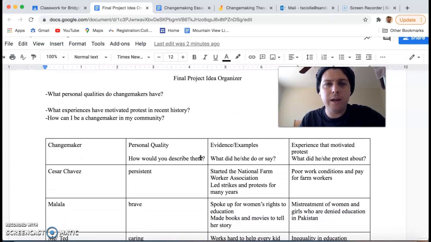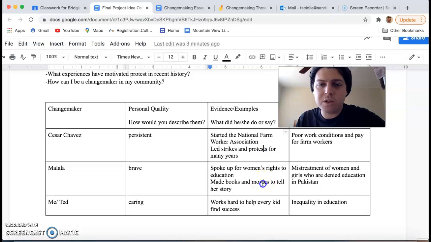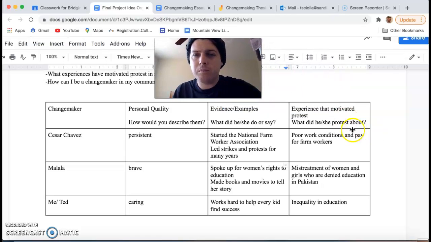If you're looking at my screen here, you can see there's a final project idea organizer. It's totally filled out. You know you are done with the idea organizer if you have two changemakers, which means two different rows for two different changemakers, and you have a row for yourself. Here we should have personal qualities. Here we should have some evidence or examples of what the changemaker did or said. And then finally, in the last row, we should have what the thing is that they protested about, or what motivated them to protest. It could be personal, or it could be for the people or the group of people they fought for or represent.